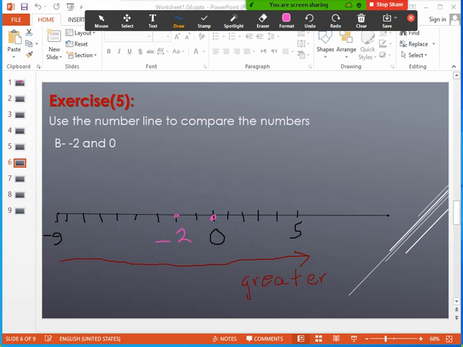Okay, now let's choose. Raise your hand if you want to answer. Who didn't answer? Yes, Lena, open the mic. Which one is the greater, Lena? Very good. 0 is the greater. Why? Because look, 0 is on the right side of -2, right? According to the number line. Very good. Thank you, Lena.